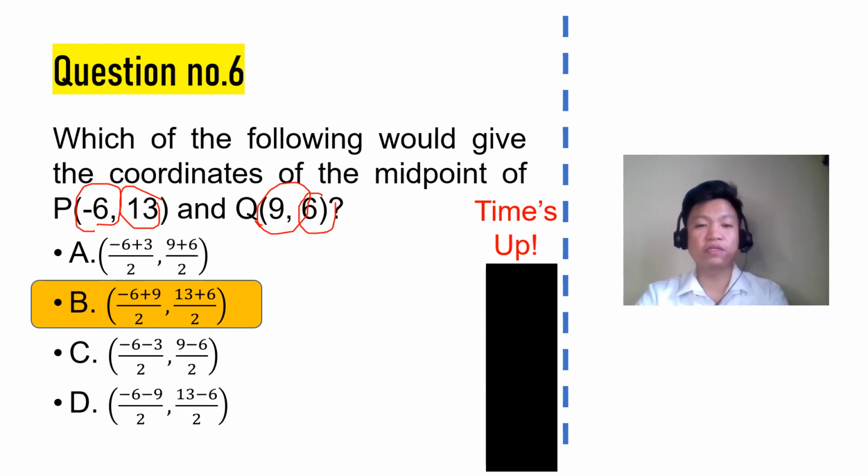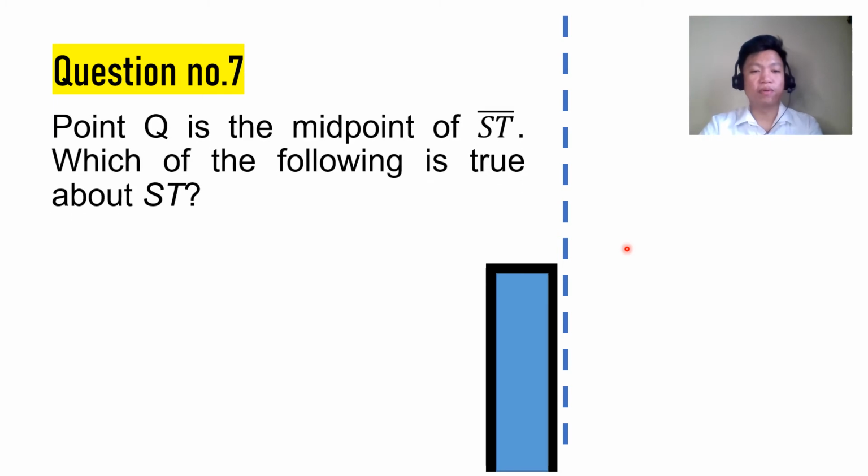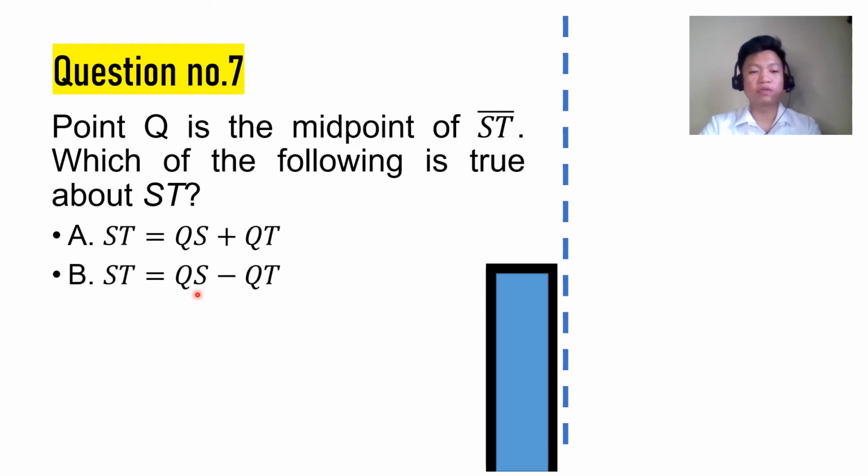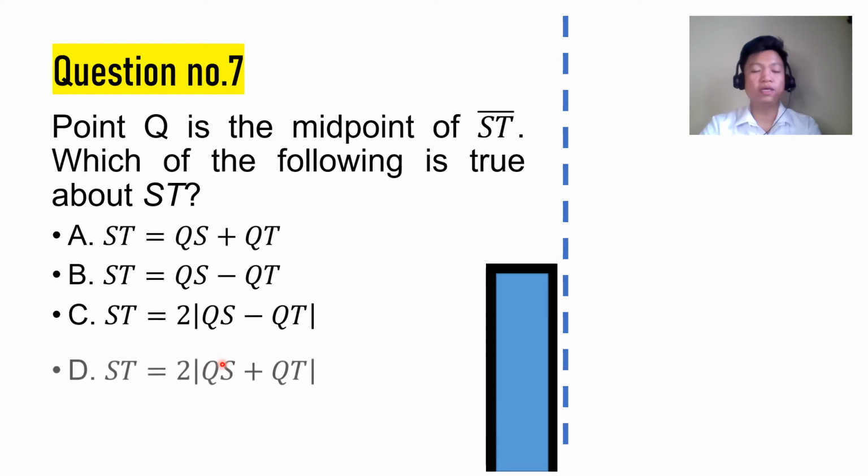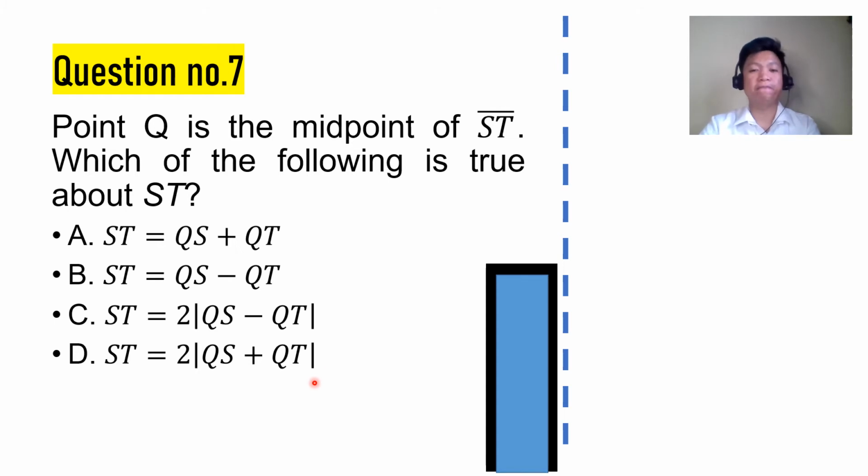Okay, next, question number 7. Point Q is the midpoint of the line segment ST. Which of the following is true about the line segment ST? A, ST is equal to QS plus QT. B, ST is equal to QS minus QT. Or C, ST is equal to 2 times the absolute value of QS minus QT. Or D, ST is equal to 2 times the absolute value of QS plus QT. Go.